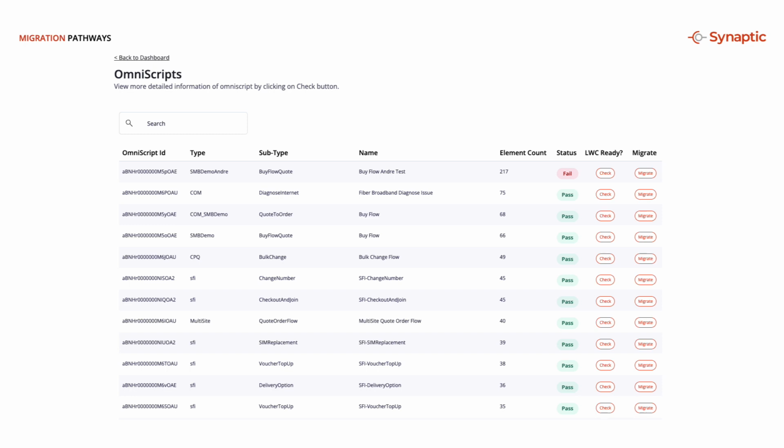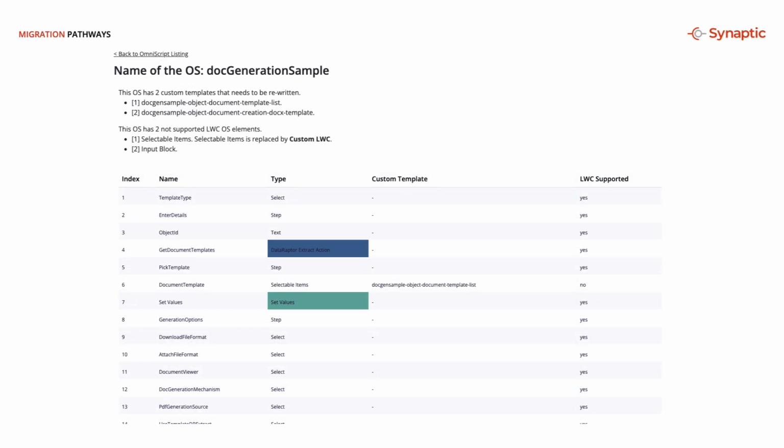Next, let's look at migrating OmniScripts. OmniScripts require careful attention because not all Vlocity features have analogs in core Salesforce. Our tool provides detailed insights into these incompatibilities. Here, we can see 4 such incompatibilities. 2 of them are the use of custom AngularJS templates, and the other 2 are the use of unsupported elements, such as selectable items and an input block. The awareness our tool provides helps us to properly carry out a migration without surprises.